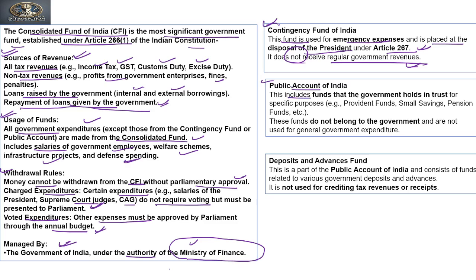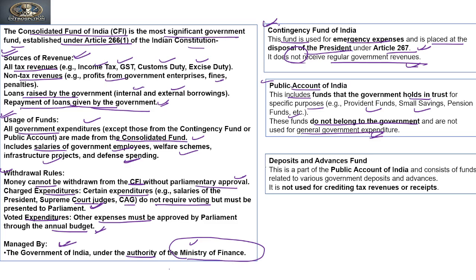Next is the Public Account Fund. This includes the funds the government holds in trust for a specific purpose, like provident fund, small savings, pensions or judicial fines, etc. These funds do not belong to the government and are not used for general government expenditure. This is, as the name suggests, the public account of India, where the public deposit their money or related funds are deposited.